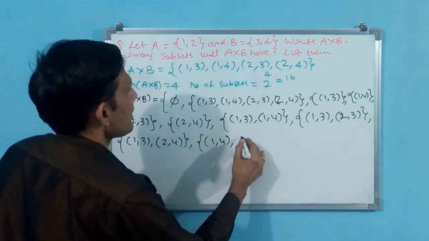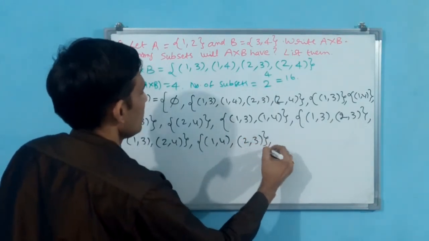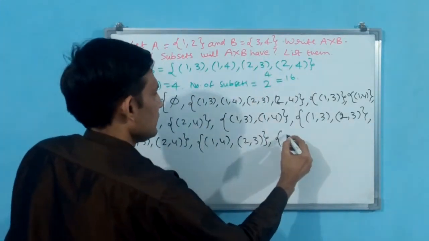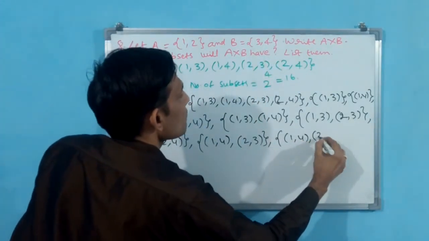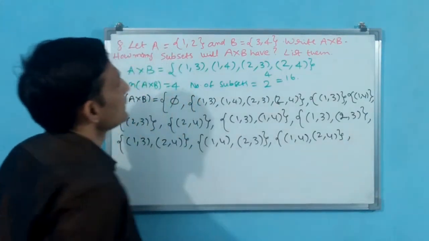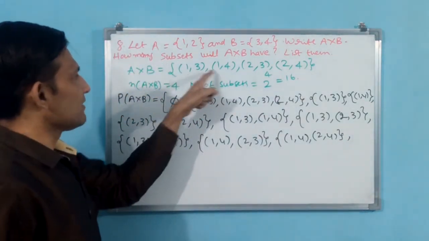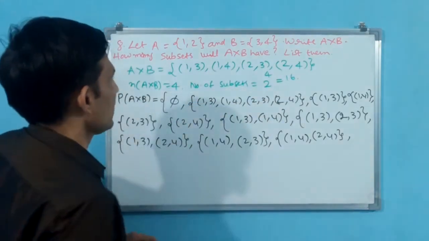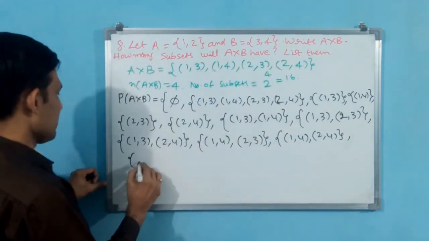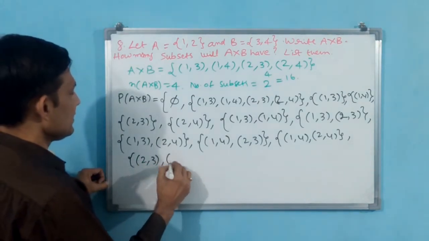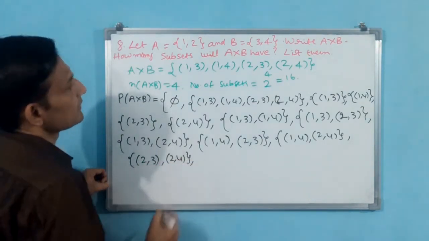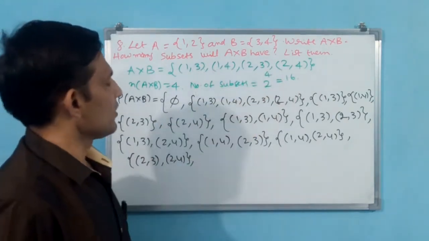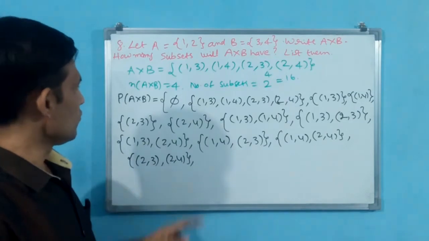1 4 comma 2 3. Close. 1 4 2 3. 1 4 2 4 also. 1 4 comma 2 4. 1 4 over. Why? Because 1 3 1 4 already came. 1 4 2 3, 1 4 2 4 over. Okay, now 2 3 2 4. Okay. All combinations have come. Now these 2 element sets also over.